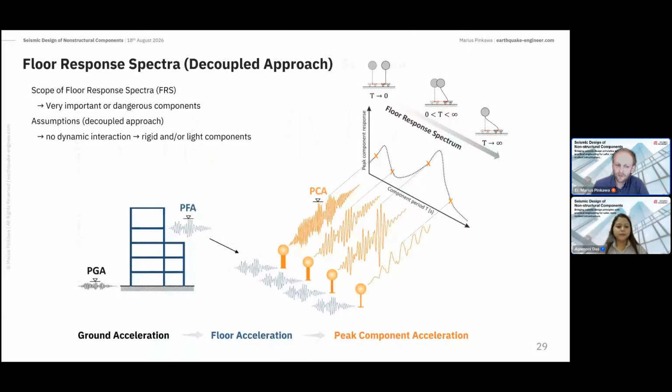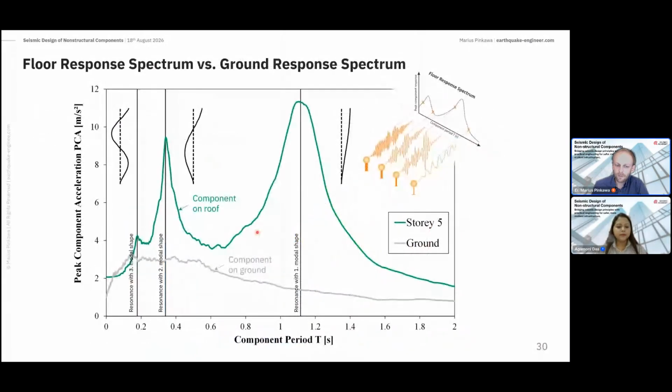And you see the difference. This is the ground response spectrum, valid for a component which is attached to the ground. And this is a floor response spectrum of a 5-story building, and this is the roof of this building. So the seismic demand is a totally different one. We have around 11 meters per square second instead of something like 1.5. So there's a huge gap, and of course, you need to consider this.